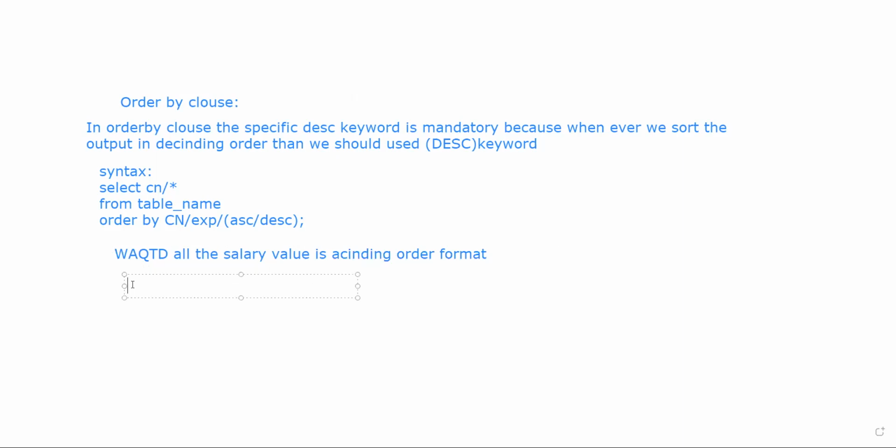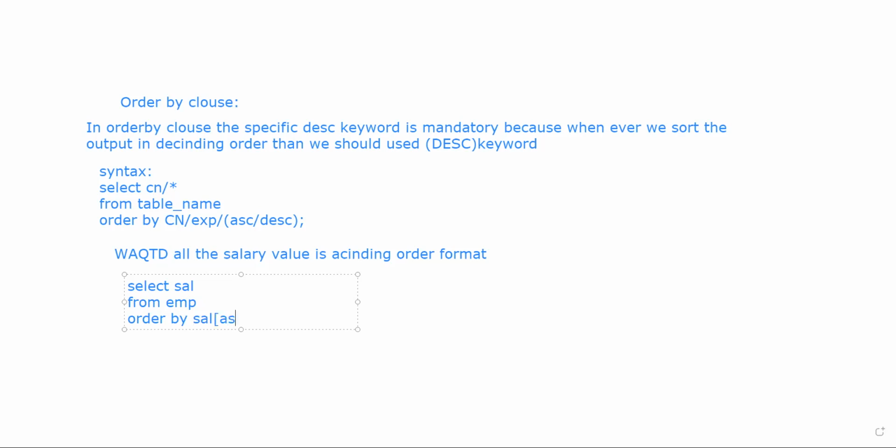Any idea? Okay, I'm telling you the first query, then you have to tell the next query. Select sal, it means salary, right? All the salary. And from where? From EMP table, right? Then order by, ascending or descending, guys? Order by salary ascending.